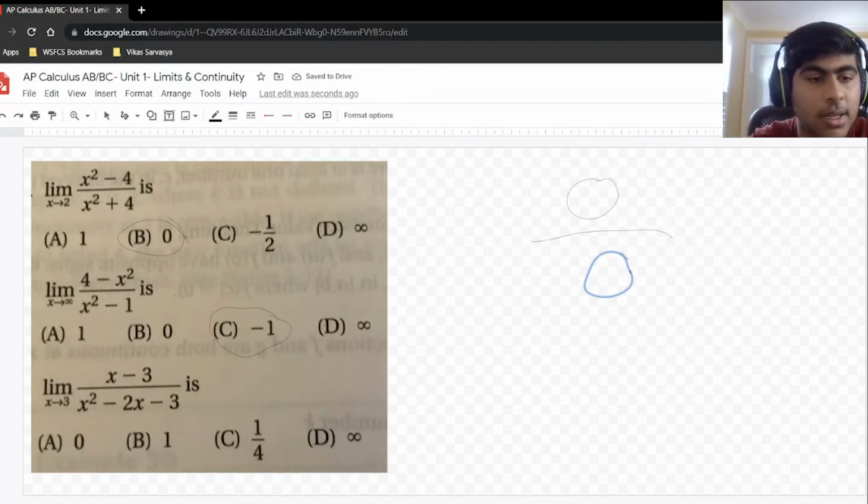But this is not a valid limit, right? We call this an indeterminate form. And what that means is that this form is not complete, right? Now let's see what we can do about this.